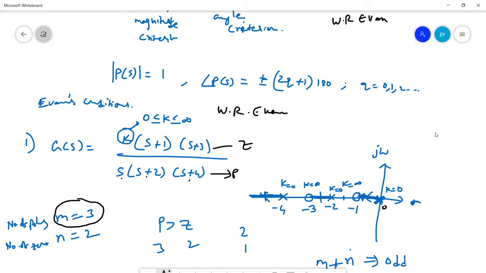If you plot those poles and zeros in the s-plane, what we get is the j omega axis and sigma axis. This is the origin, and the zero here at minus 1, and at minus 3 we have another zero. At the origin we have a pole, at minus 2 we have another pole, and at minus 4 we have another pole.